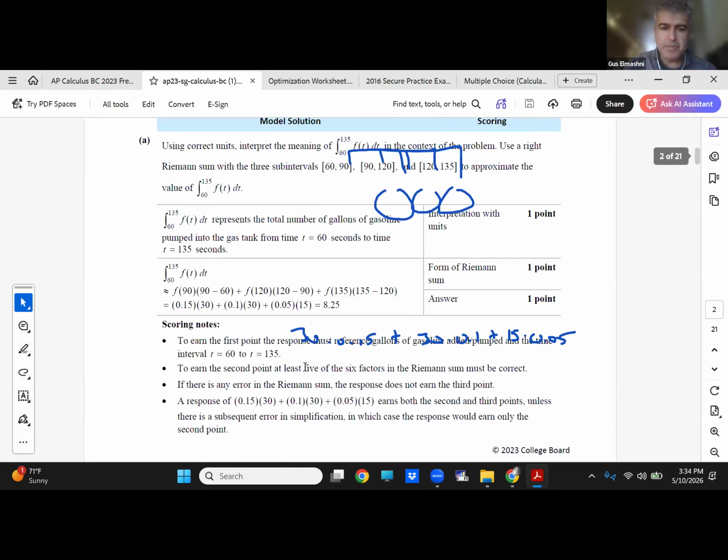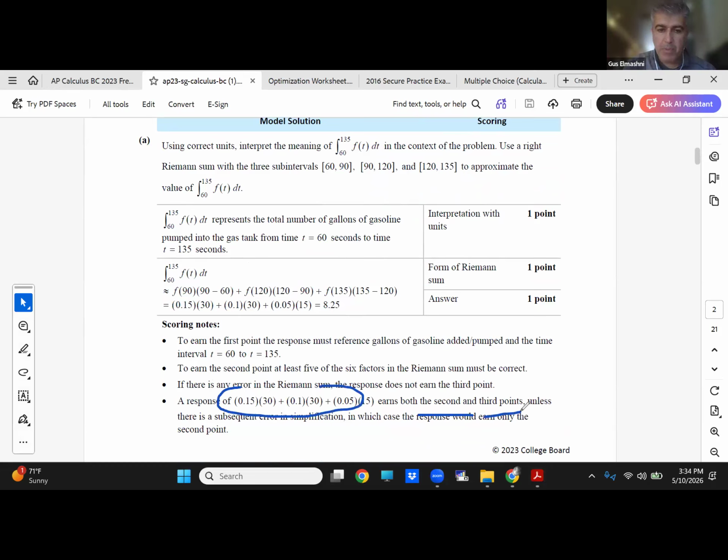But to write the form, you do want to show the form at least, and then the numerical answer. So I think you probably would want to write all this. That would be a good idea, so you understand what it means. Actually, never mind. If you just wrote this, it would earn both the second and third points. Okay, so that would have been fine too. All right, there you go. Now you know.